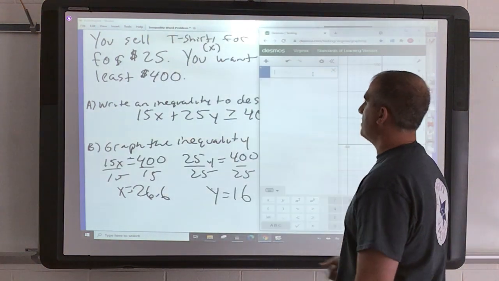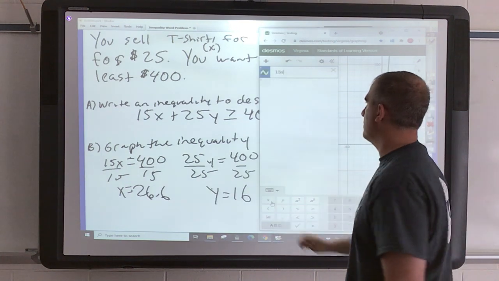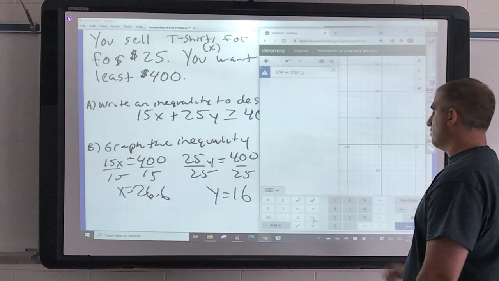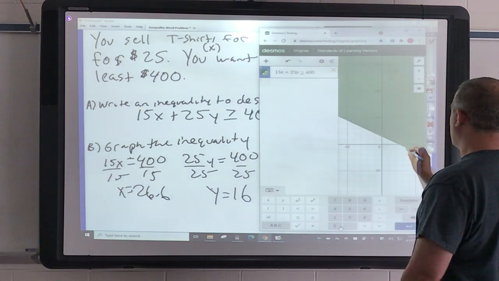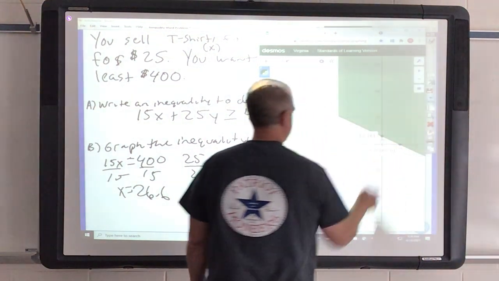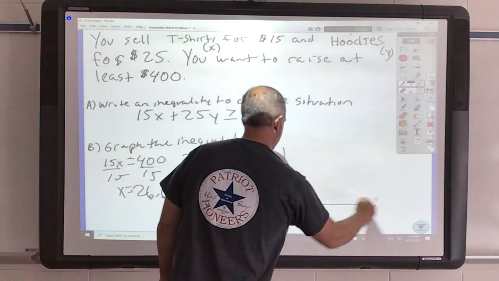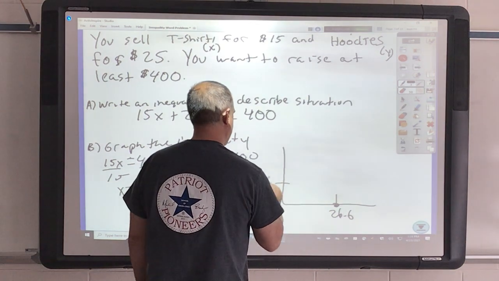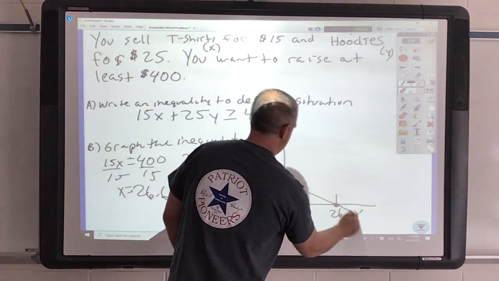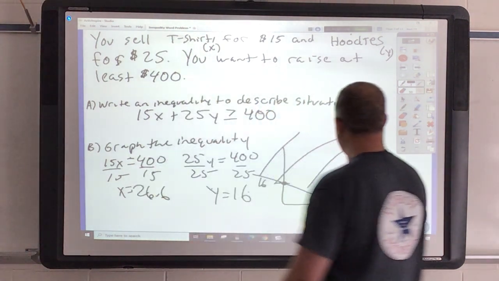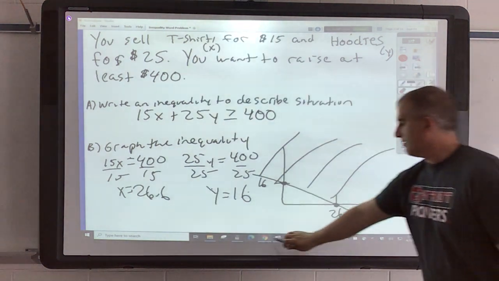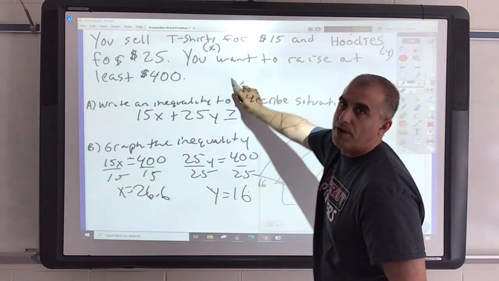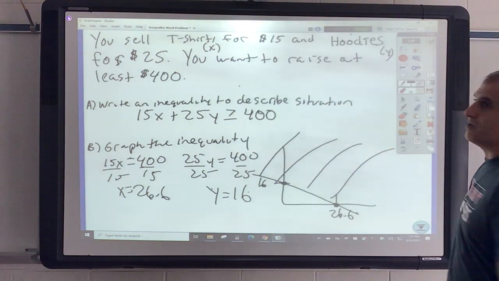I'm going to Desmos, so I have 15X plus 25Y greater than or equal to 400. Okay, all right, 26.6 and 16. So 26.6, 16, solid line, because it's a make, I'm going to be above, okay? Yep, you can see the shading. All right, let's do one more together, and I'll give you 2 to do, and that'll be it for this video, very short.